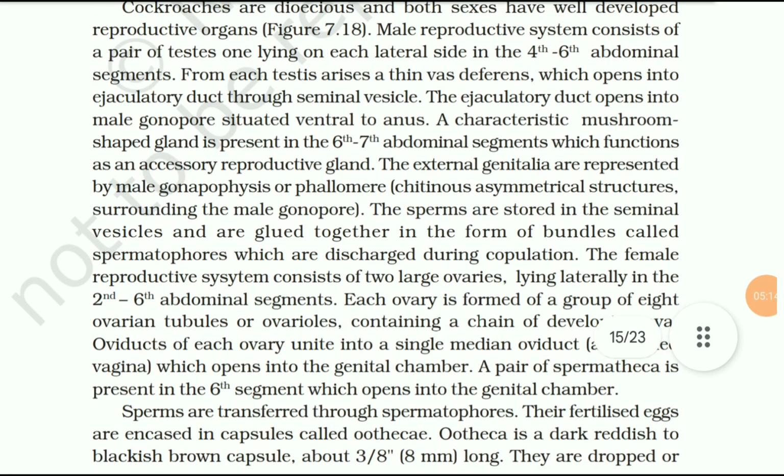In the head, the brain is represented by supraesophageal ganglion, which supplies nerves to antenna and compound eyes.